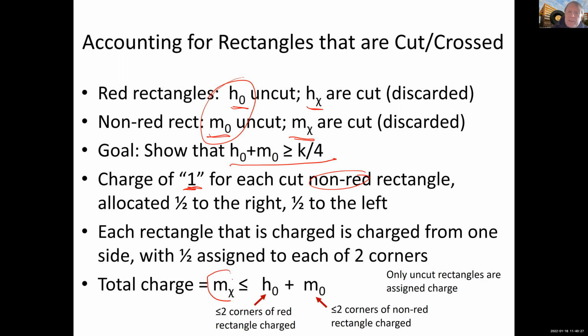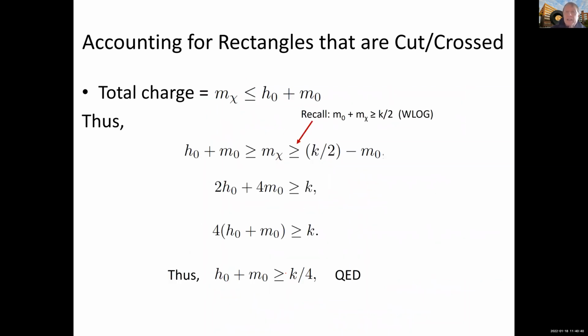So the total amount of charging is the number of crossed non-red rectangles, and the total amount of charge is at most the sum of the uncrossed. So that inequality, together with the assumption that we made at the beginning without loss of generality, gives you that the number that remain is at least this. Clear the fractions, and what you get is this. And that's the proof of the main theorem.